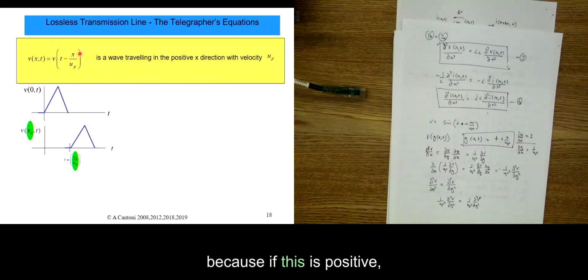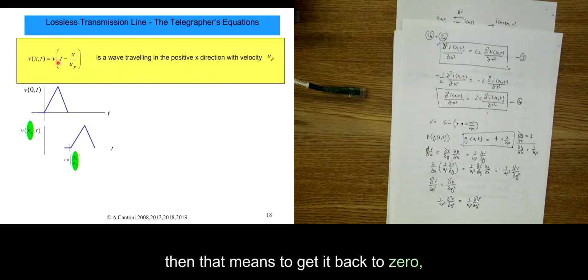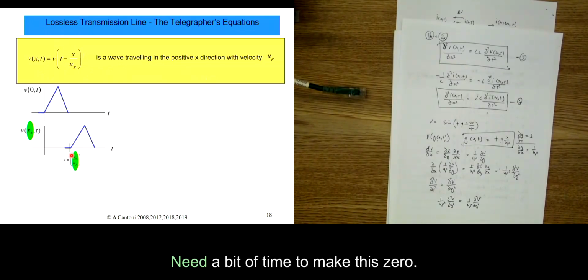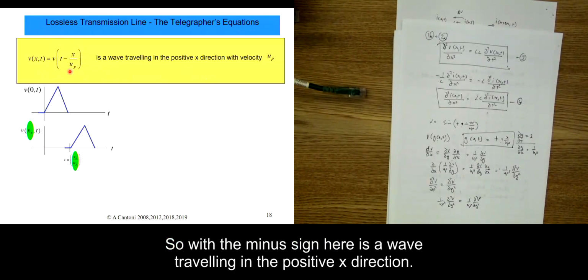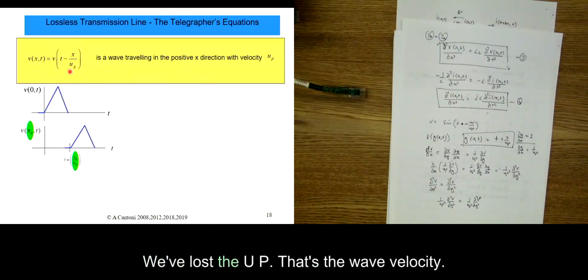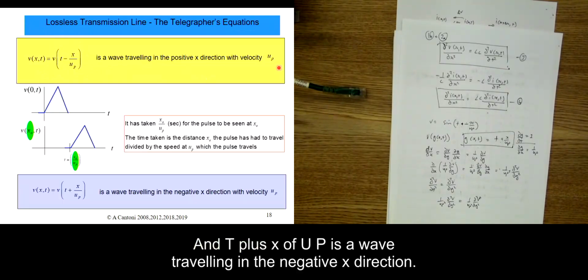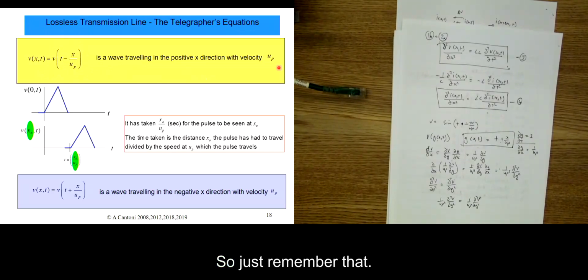Because if this is positive, then to get it back to 0, you need t to be increased, right? So to get to this point here, time has to be a bit longer. You need a bit of time to make this 0. So with the minus sign, this is a wave traveling in the positive x direction with velocity UP, the wave velocity. And t plus x over UP is a wave traveling in the negative x direction, right? So just remember that.